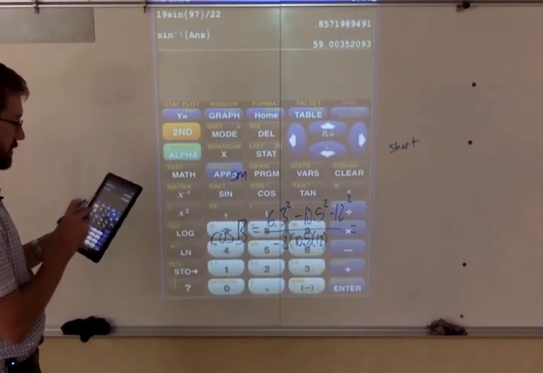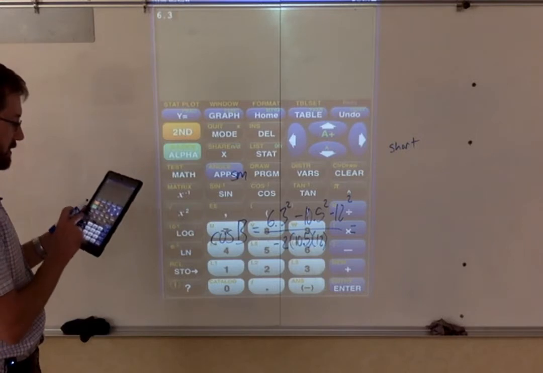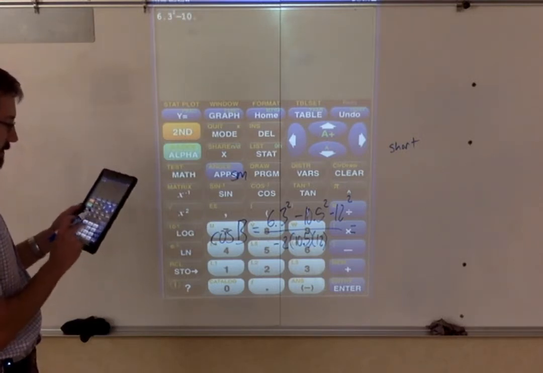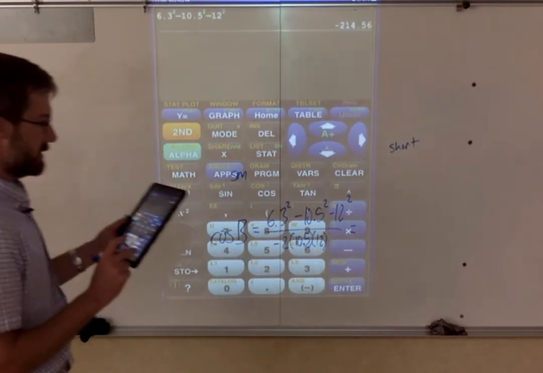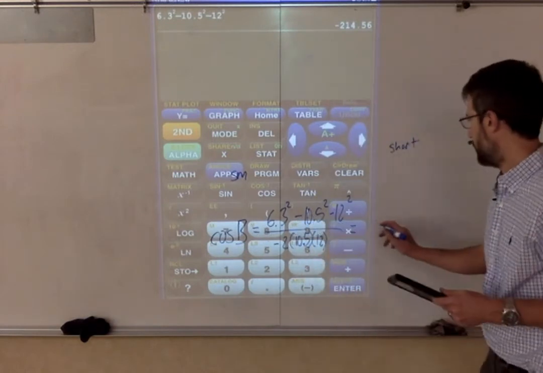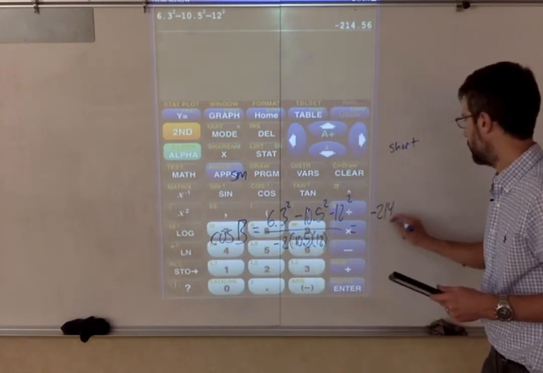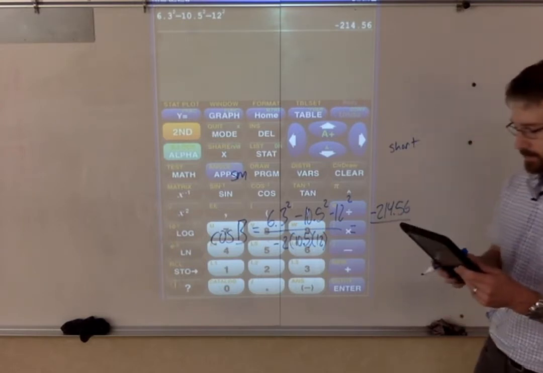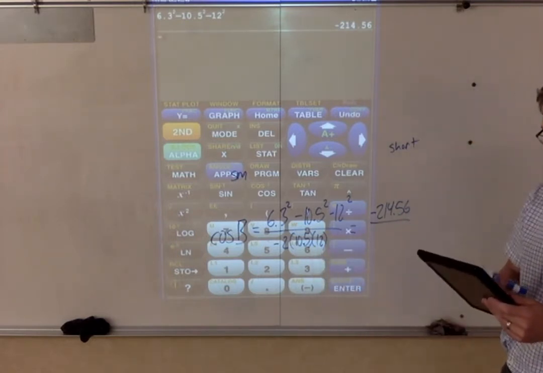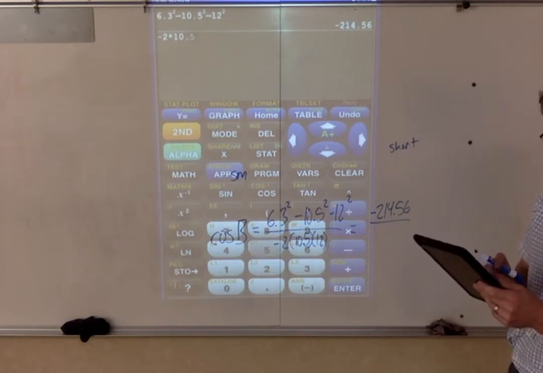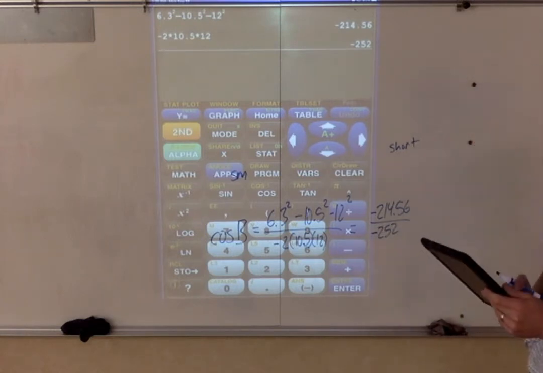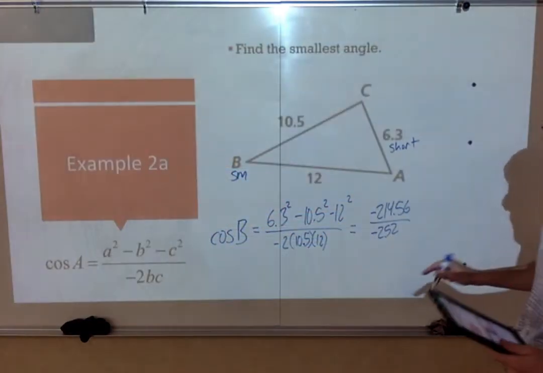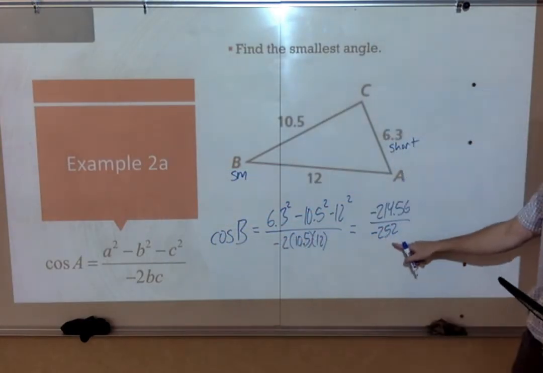So, to do the top, 6.3 squared minus 10.5 squared minus 12 squared is equal to negative 214.56. Then I'm going to do the bottom, negative 2 times 10.5 times 12, and that's negative 252. All right. So cosine of B is equal to this.